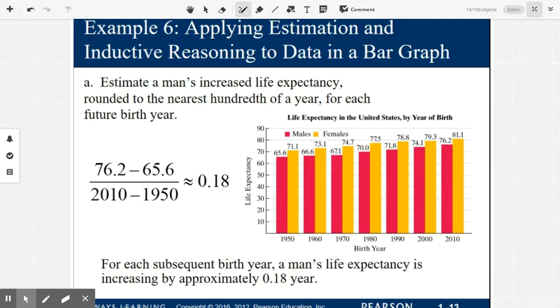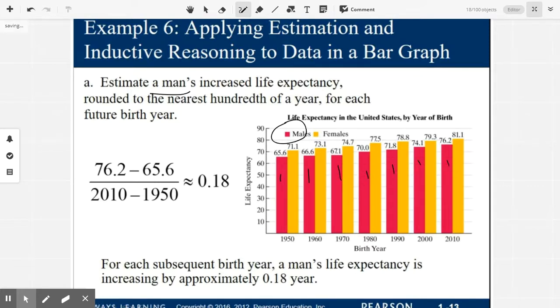All right. So it wants us to estimate a man's increased life expectancy, rounded to the nearest hundredth of a year, for each future birth year. Basically what they want to know is how much, and they said the man. So we're looking at the males, the red ones, and it's wanting to know about how much that is going up per year.